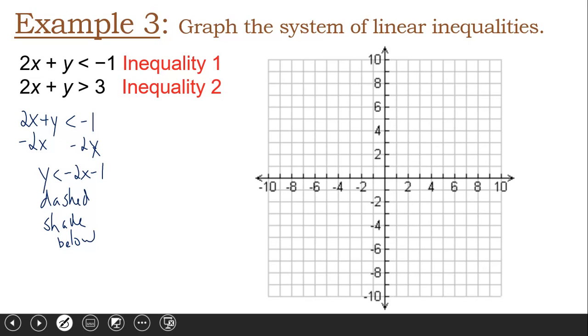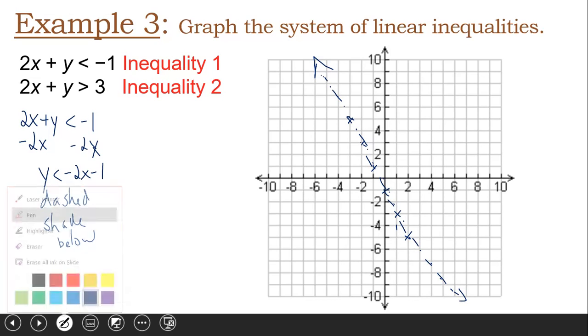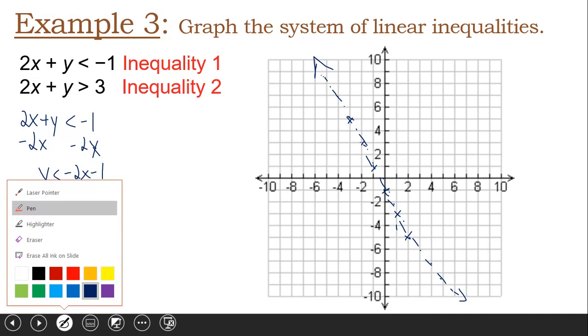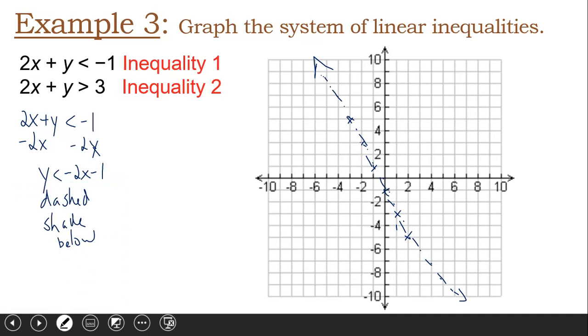So I'm starting at my y-intercept of negative 1. Slope is negative 2 over 1, so I can go down 2 and to the right 1. Or I can go up 2 and to the left 1. And it's going to be a dashed line. I'm shading below this line, so I'm shading in this region down here.